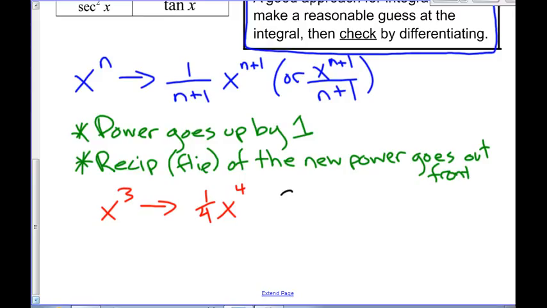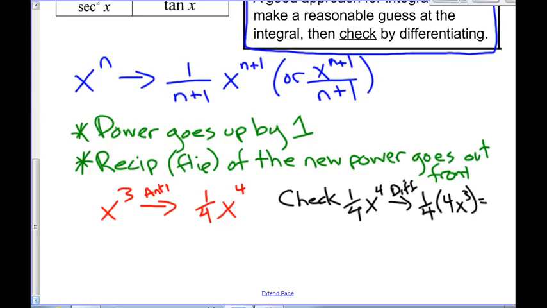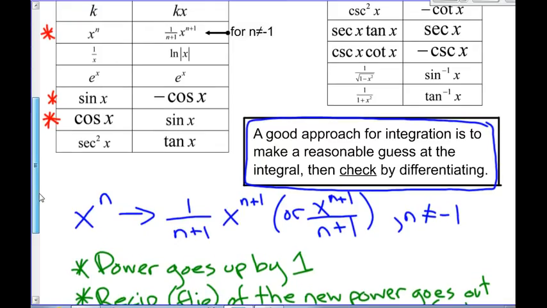You're not sure? Well, check. If you differentiate that, okay, so in this one we were anti-differentiating. If we go the other way and we differentiate, well, we'll get 1/4 times 4x cubed, or x cubed. We will have undone it. So it must work out. And it can work with rational powers. The only power you can't use this for is an n of -1. And if you have n of -1, a power of -1, then we have this situation up here. 1 over x turns into ln of the absolute value of x.